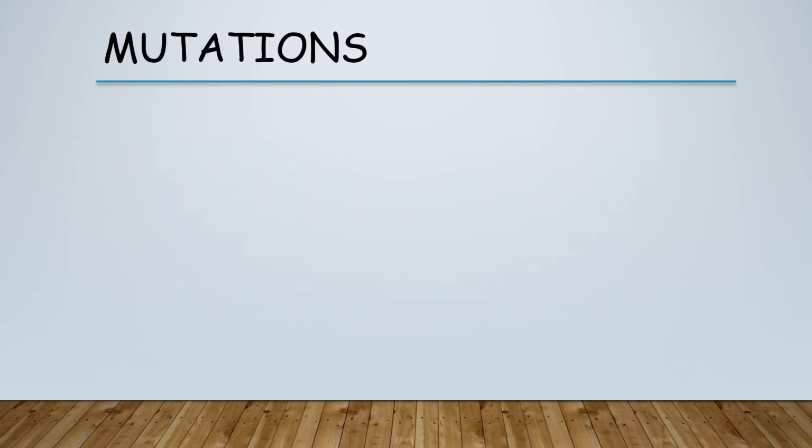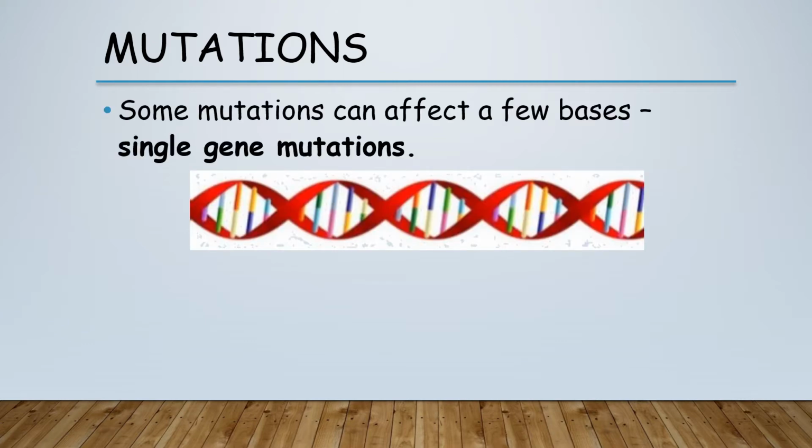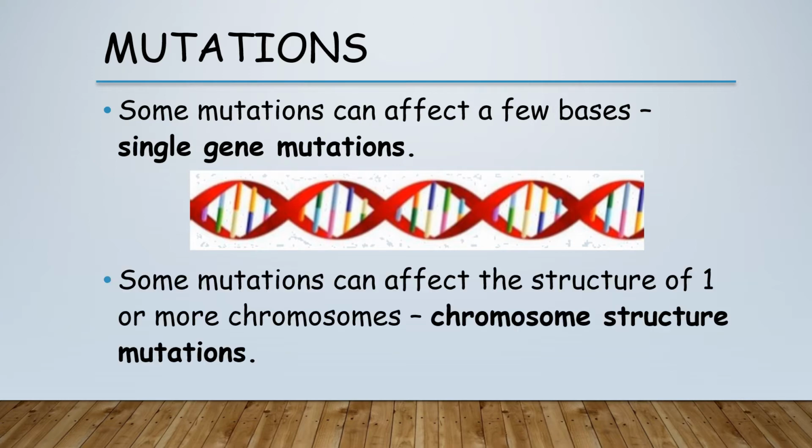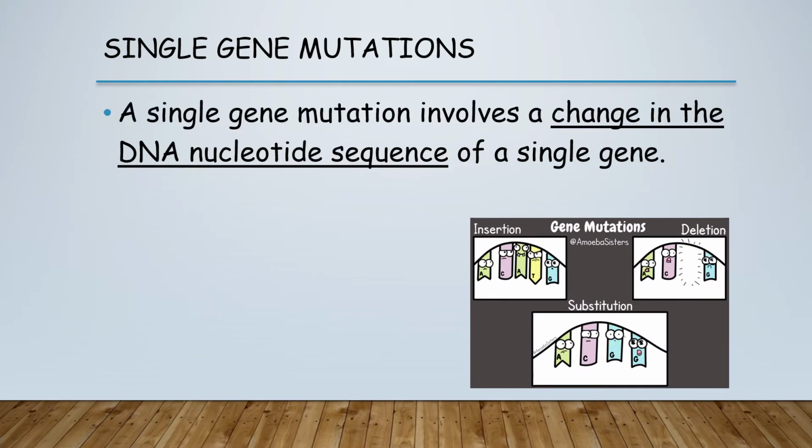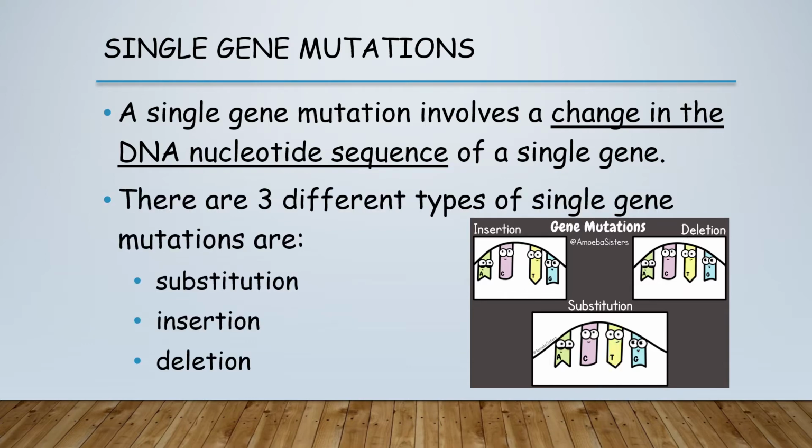We'll now start to look at the types of mutations, and we've got two broad types. Single gene mutations, where just a few bases are affected, or chromosome structure mutations, where the structure of one or more chromosomes is affected. A single gene mutation is fairly straightforward, where it involves a change in the DNA nucleotide sequence of a single gene. There's an Amoeba Sisters GIF there, which is absolutely fantastic to help you memorize and understand these three different types: substitution, insertion, and deletion. I'll go through these individually to show you the impact they can have.